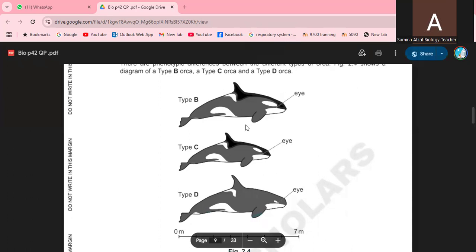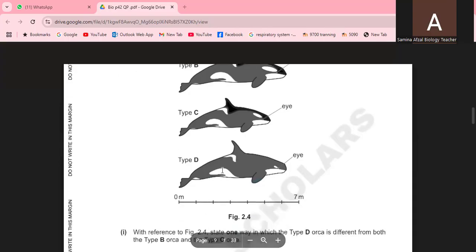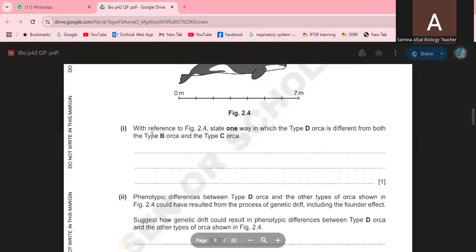You can see the type B and type D, almost, you can say the type B is a little bit largest and the color pattern is different. The color pattern is very close to type C, but the size of type B is larger than type C, and type D has a little bit different color pattern. So with reference to the figure, state one way in which the type D orca is different from both the type B orcas and the type C orcas.